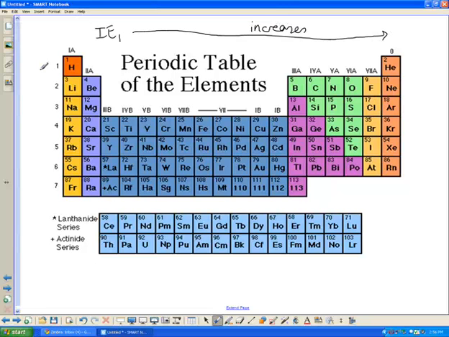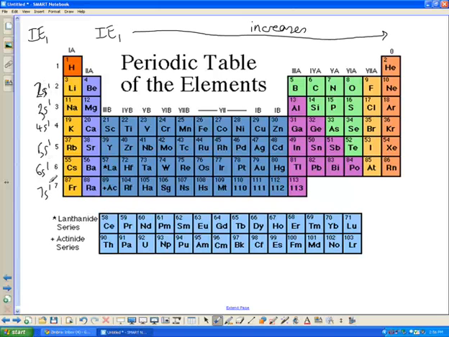But let's also look at ionization energy going down a group. Doesn't matter which group you're looking at, the trend is the same. Look at lithium. Or actually, let's start with sodium. Sorry, sodium's 3s1. Potassium is 4s1. Rubidium is 5s1. Cesium is 6s1. Francium would be 7s1. Lithium would be 2s1.